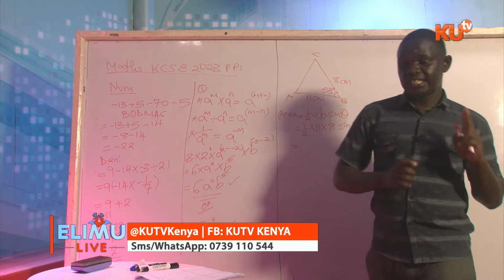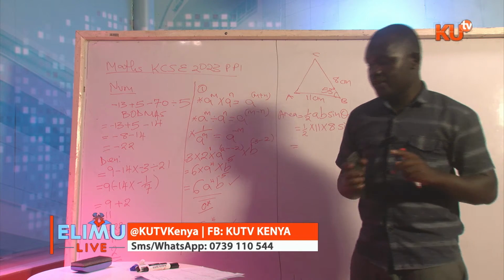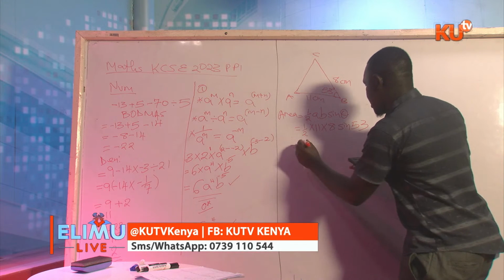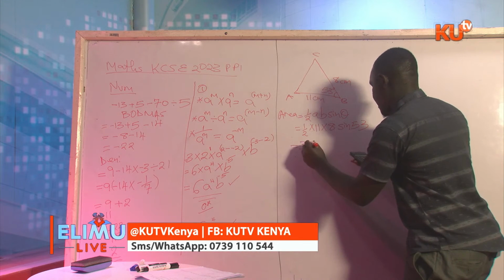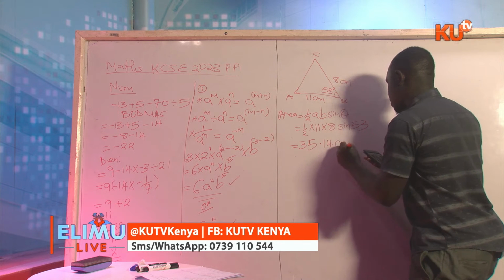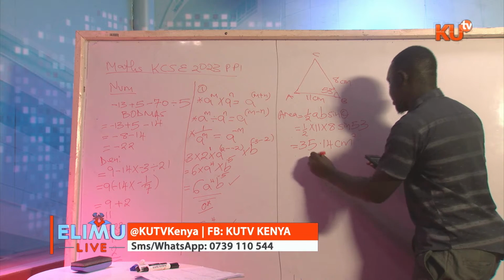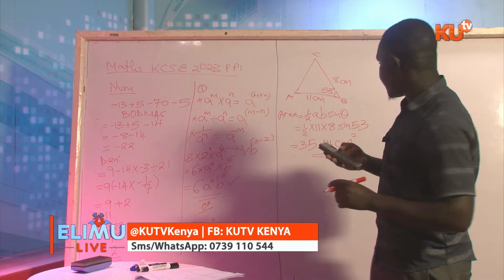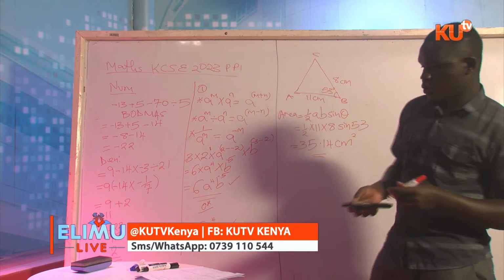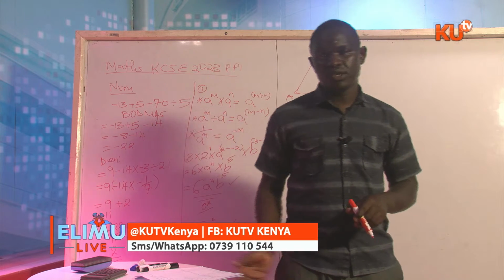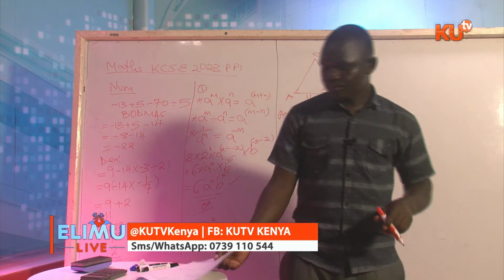So when a question restricts you to correct to 2 decimal places, ensure that your answer is in 2 decimal places. So this becomes 35.14 square centimeters. So that is the area of that triangle, 35.14 square centimeters. So that is how you are to answer question number 3 last year.